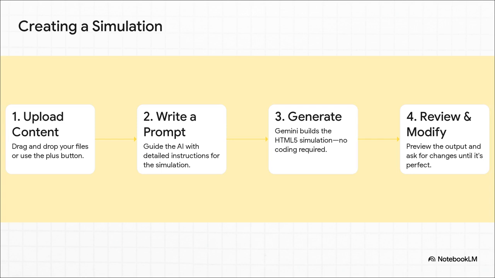Let's say you want to build one of those simulations. All you do is upload your content. Then, and this is the important part, you write a clear, detailed prompt telling the AI exactly what you want it to build. Gemini then does all the technical heavy lifting, building the thing in HTML5. You don't need to know a single line of code. Then you just get to review it and ask for tweaks until it's exactly what you envisioned.